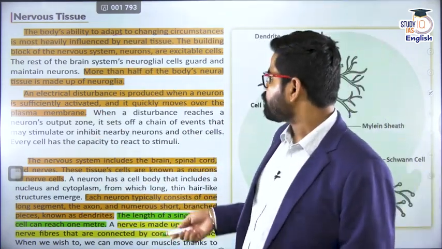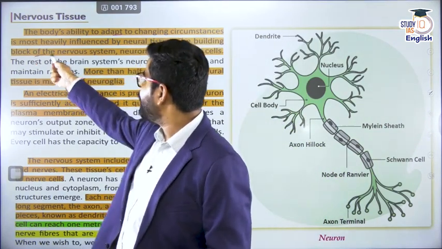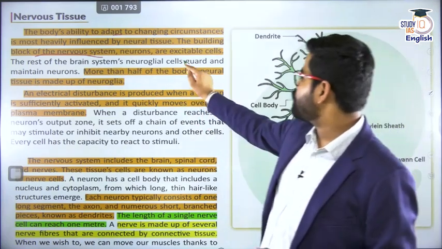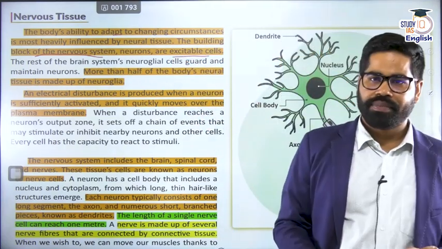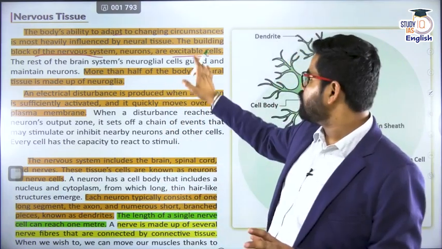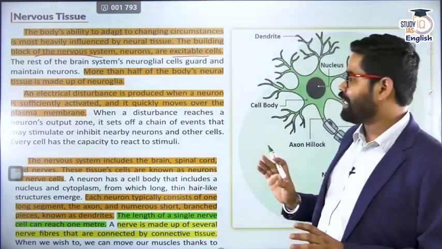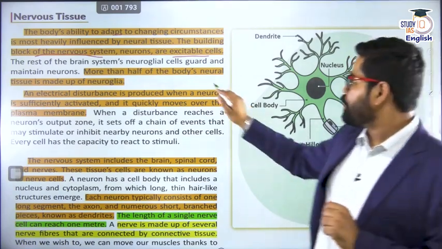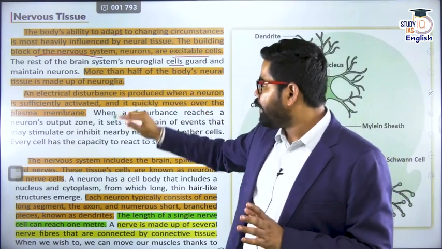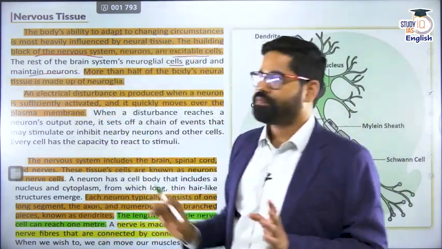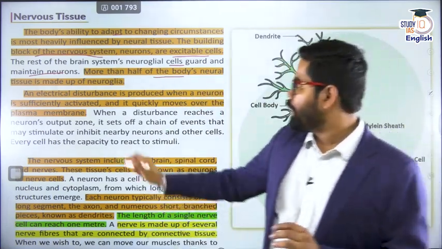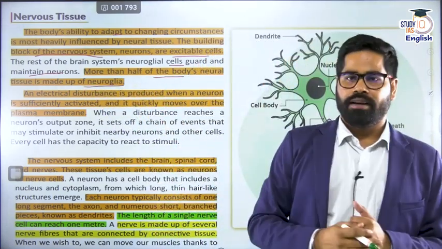They are called the building blocks of the nervous system. The neurons are also called excitable cells. Apart from the neural cells, the rest of the brain system is made up of neuroglial cells. They maintain the neurons. More than half of the body's neural tissue is made up of neuroglia.